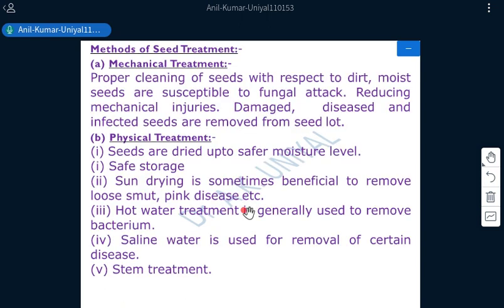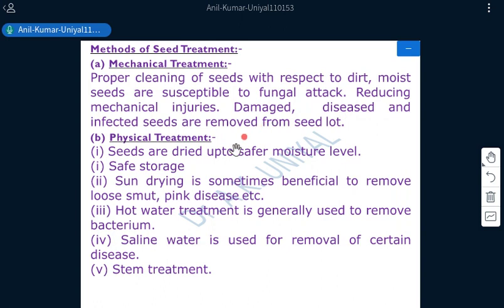Okay, then what are the methods being used under this category? The first one is mechanical treatment and proper cleaning of seed with respect to dirt. Moist seeds are susceptible to fungal incidence, so reducing mechanical injuries matters. Damaged, diseased and infected seeds are removed from the seed lot.